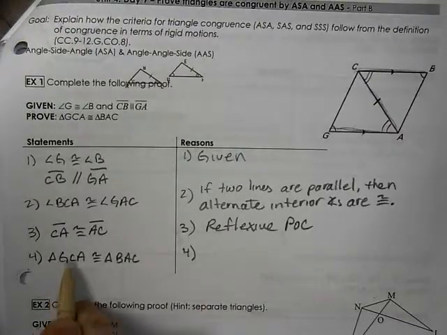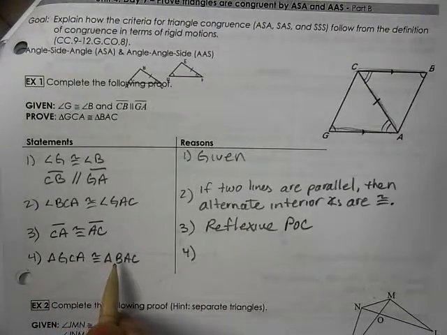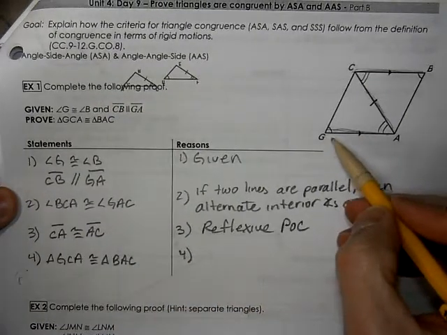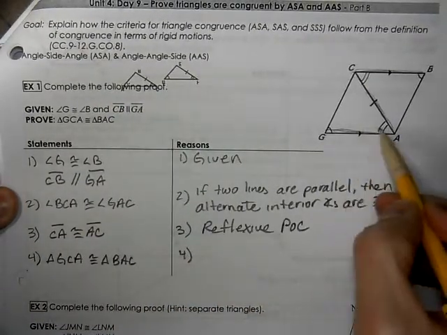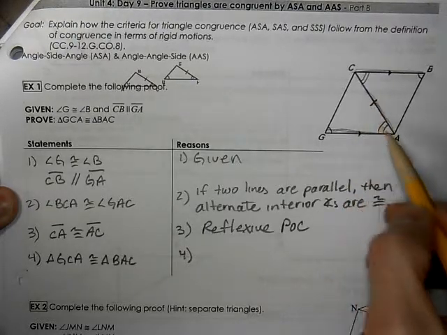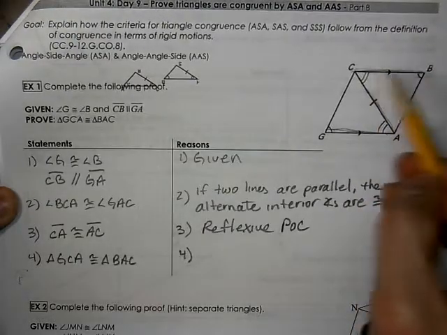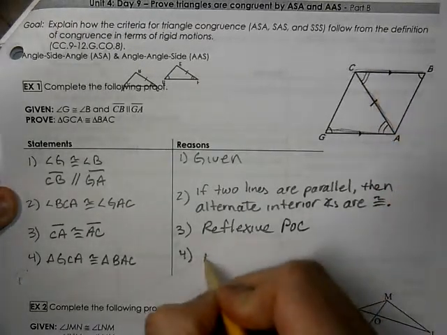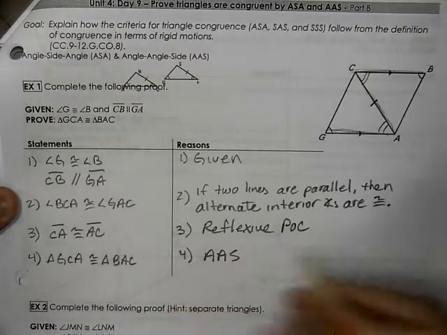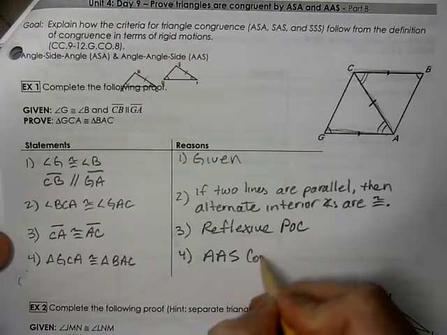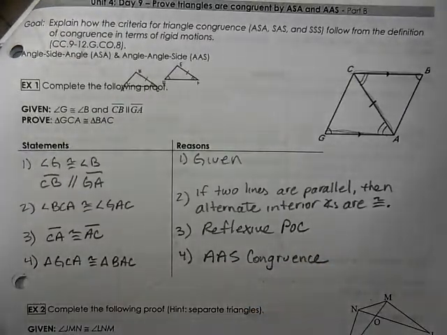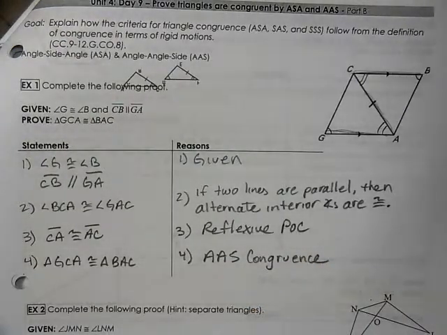Now we have triangle GCA is congruent to triangle BAC. And they're congruent. If you take a look and notice, you have two A's and you have the side that's not connected to those A's. You have two A's and you have the side that's not connected to those two. Angle, angle, side congruence. That proves the two triangles congruent.